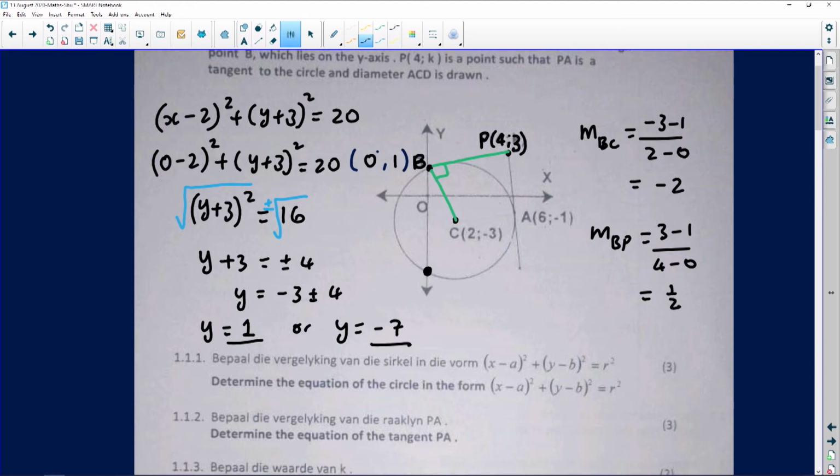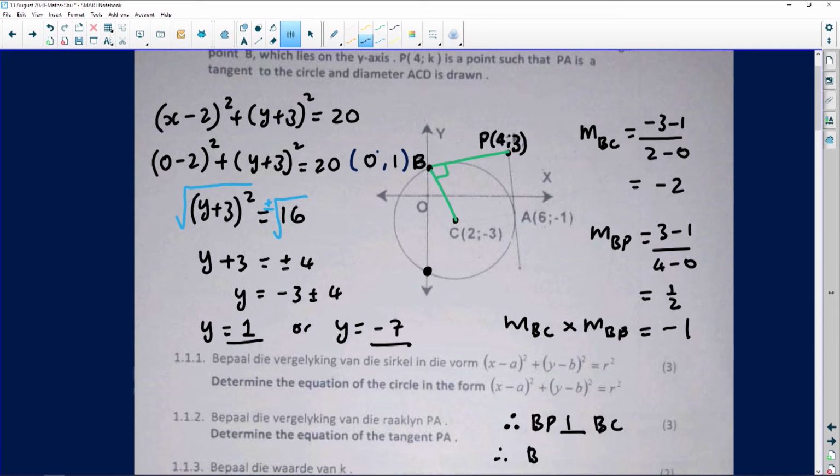Now, you will notice that the gradient of BC multiplied by the gradient of BP is negative 2 times a half, which gives us an answer of negative 1 over 2. That then, folks, means that we can conclude that BP is a tangent because BC is a radius and only a tangent would be perpendicular to a radius. So my conclusion will be, therefore, BP is perpendicular to BC, which makes it a tangent.